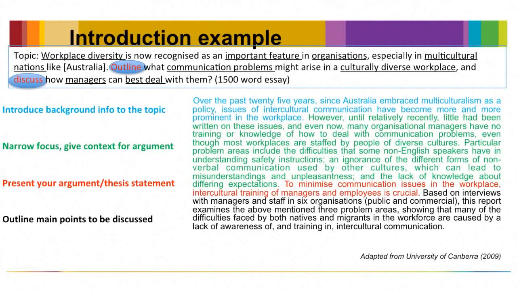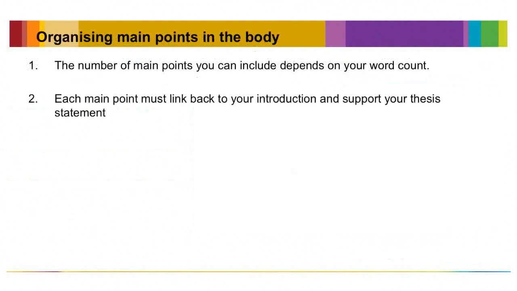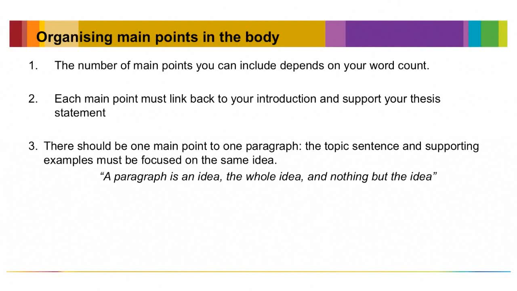Following on from the introduction are the main points, which are represented in your body by paragraphs. The number of main points you can include does depend on your word count. Each point that you make in each paragraph has to link back to your introduction, and it needs to support your thesis statement. There should only be 1 point per paragraph. The topic sentence is that particular point, and the supporting examples that follow must be focused on that same idea. A paragraph is an idea, the whole idea, and nothing but the idea.